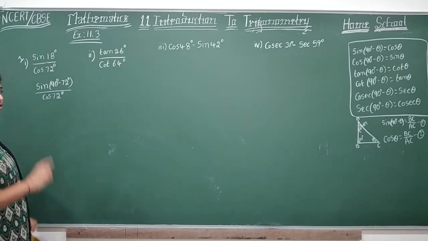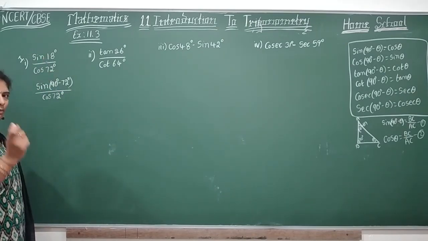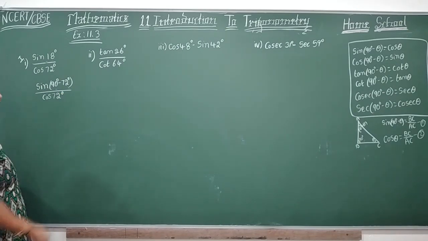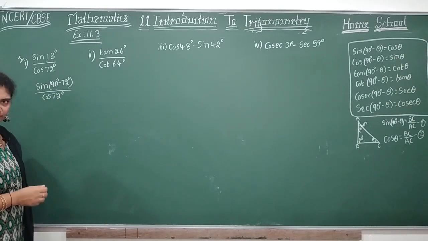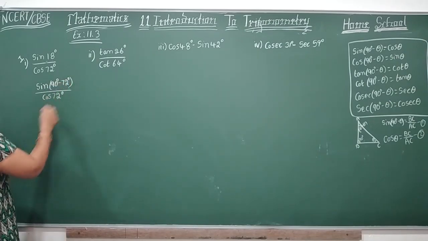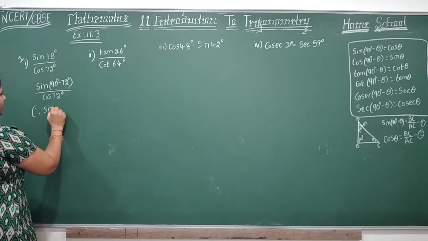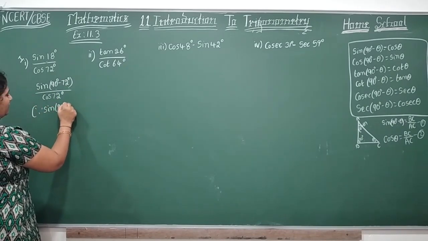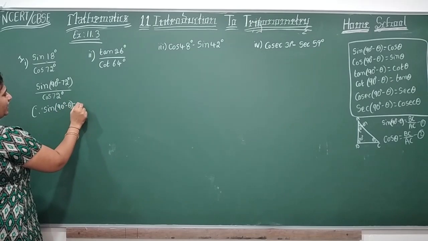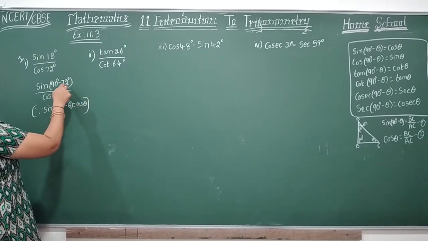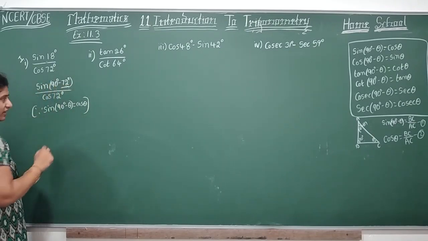So what do you have to do first, children? In your mind, 90 minus 80, how much you subtract, whatever value you get, write it here. Now you remember the rule. What is that? What is sine of 90 degrees minus theta? It will be cos theta. Where is the theta value here? What do you have? This is the theta, right?